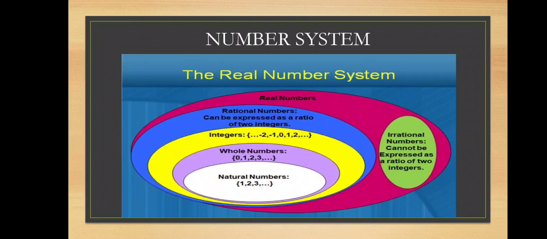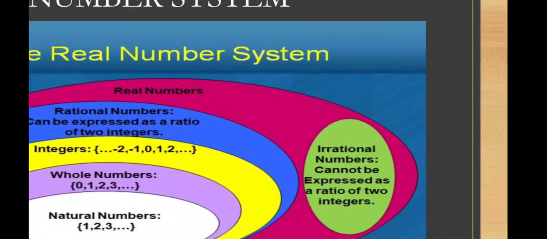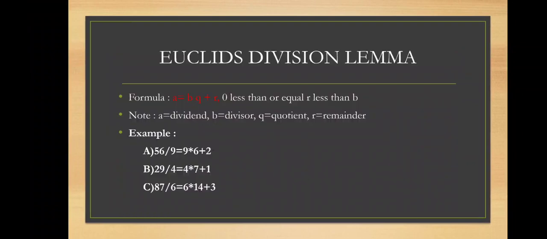First, let us understand the number system. Natural numbers are counting numbers like 1, 2, 3, and so on. Whole numbers include 0 also. Integers include negative numbers too. Rational numbers can be written in fraction form. Irrational numbers cannot be written in fraction form. Real numbers include both rational and irrational numbers.